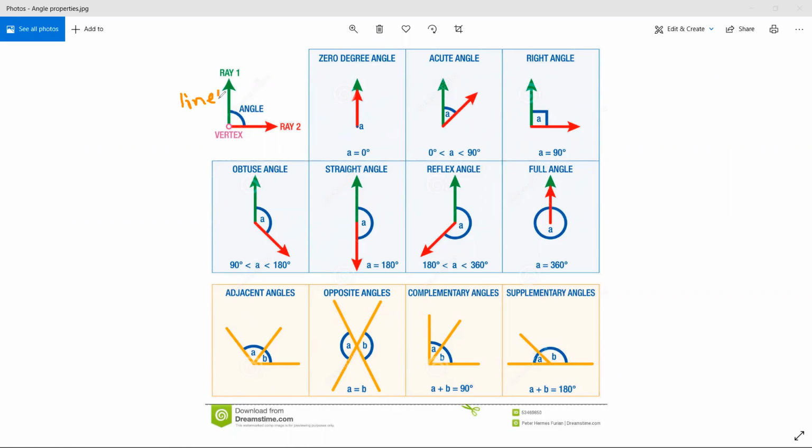Okay, so we have line 1, and then we have another line 2. Okay, let me just write that correctly.